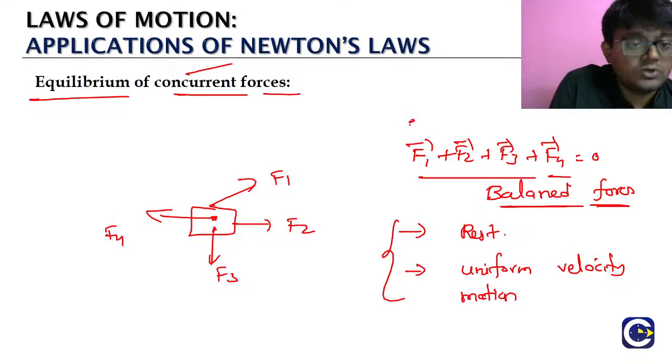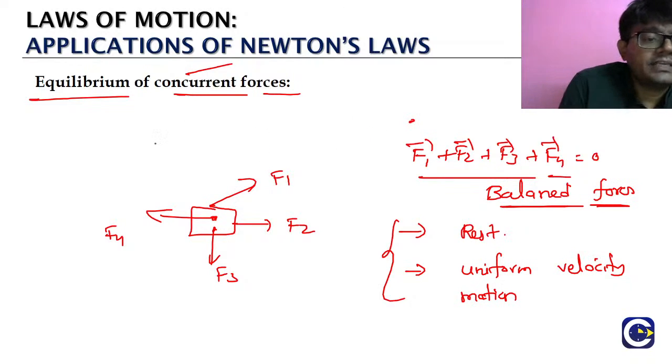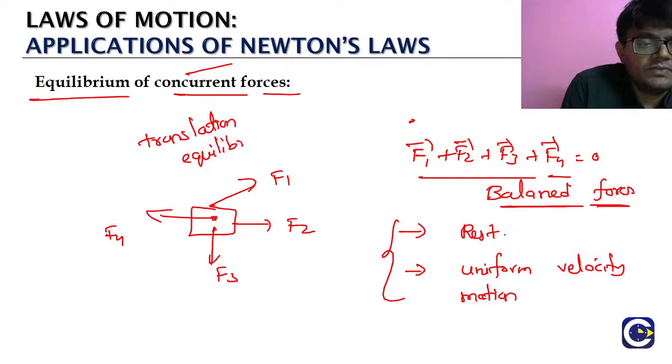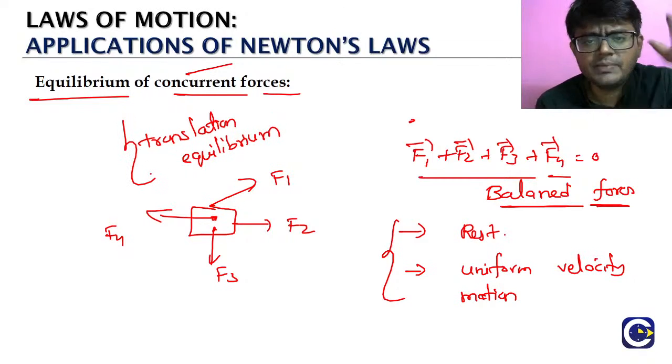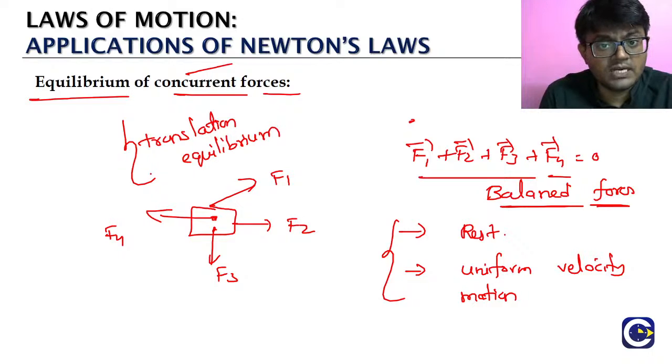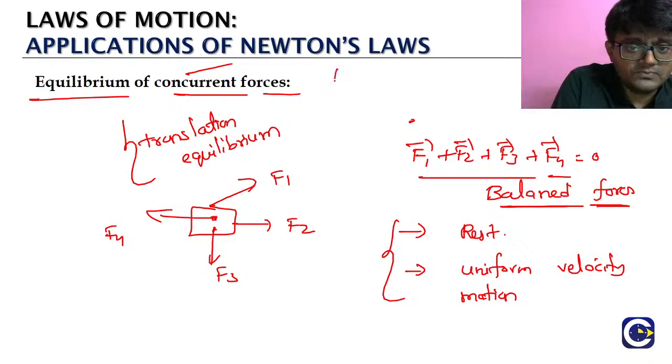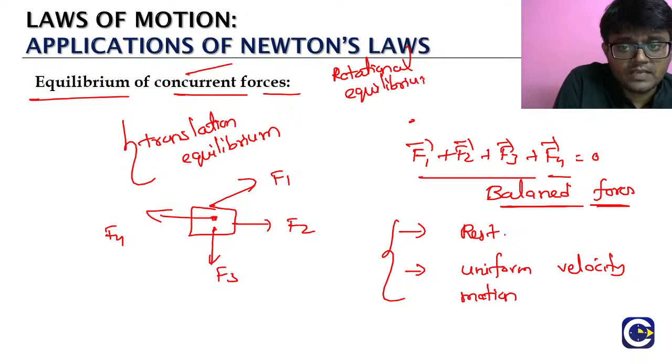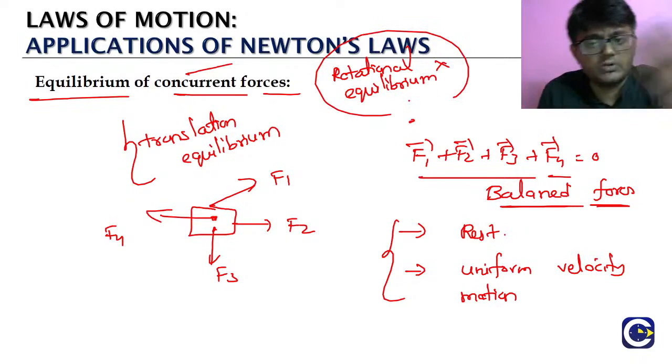If that is so, then we say the object is in translational equilibrium. For now we can just use the word equilibrium, because rotational motion is something we are going to see in that chapter, which is called rotational equilibrium. So in rotational motion we'll talk about one more type of equilibrium, rotational equilibrium. Anyway, we are not going to discuss it now.